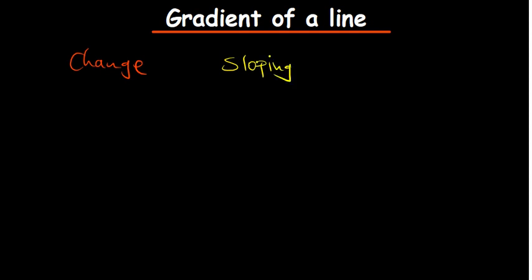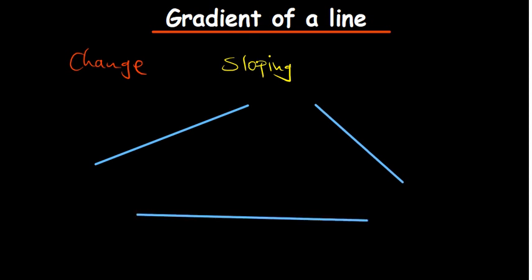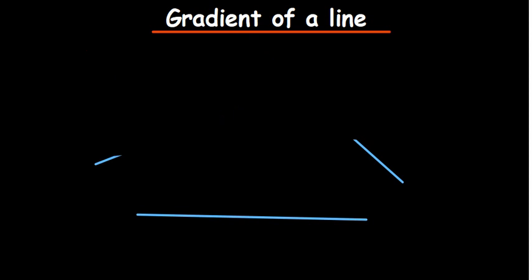Given a gradient, you should be able to tell whether a line is going to be sloping upwards, or sloping downwards, or just going to be horizontal. Okay, so that's what the gradient is. Now how do we determine the gradient?